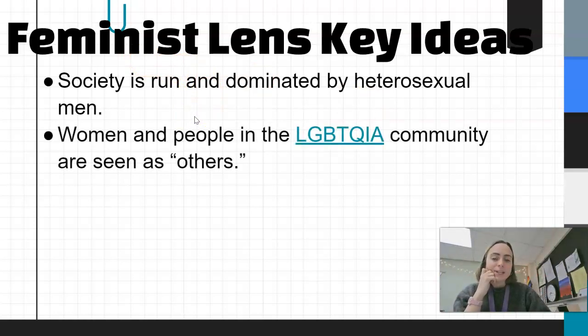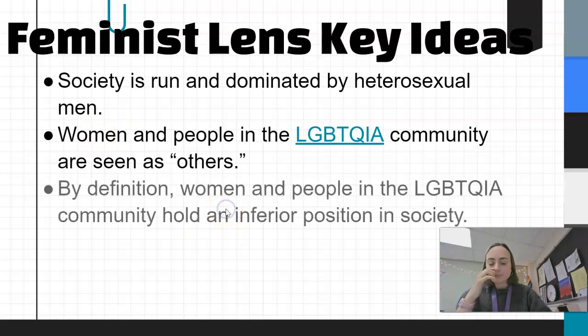So our society has been ruled or dominated by this white, straight man who has power and influence. And by that definition, we see that women and people in the LGBTQIA community are seen as others, or they're not seen as having high positions in society or being in power. This means that they hold an inferior position in society.